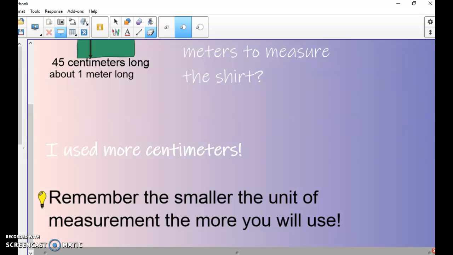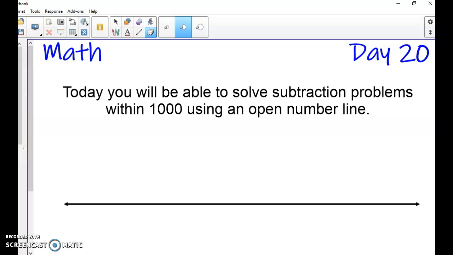So that is why it only took 2 meters to measure my tub, because I used a larger unit of measurement. When I used a smaller unit of measurement like centimeters, I used 180, so it was a lot more. So keep that in mind as you are measuring your items. Let's jump right into our lesson. Today you will be able to solve subtraction problems within 1,000, continuing to use an open number line.